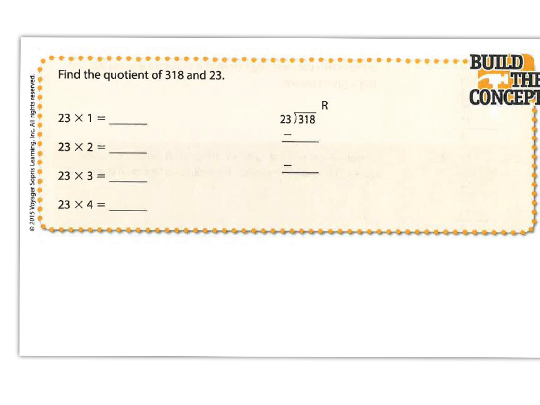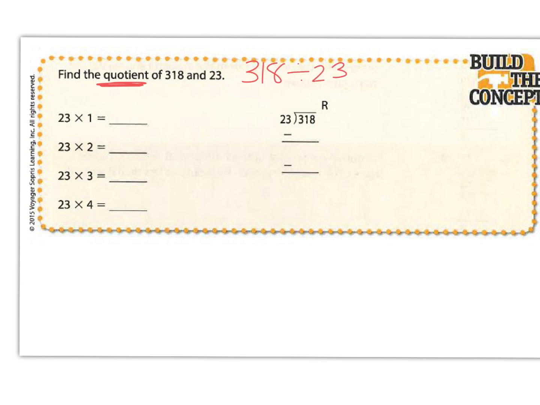All right, this says find the quotient, the answer. Quotient is the answer to a division problem of 318 and 23. So we're doing 318 divided by 23.